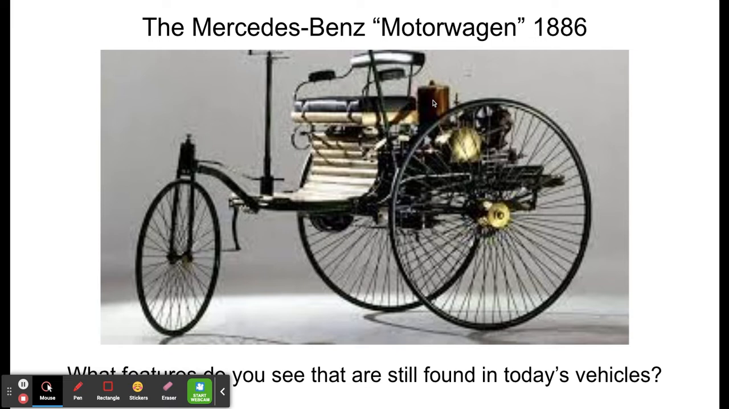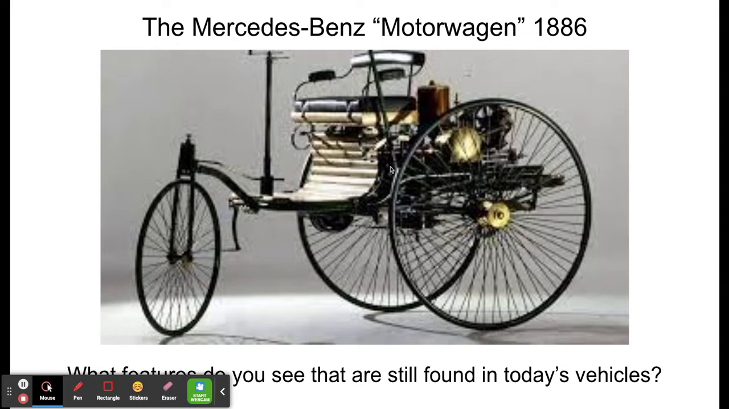The very first motorized vehicle ever created is the Mercedes-Benz motor wagon, produced in 1886, and this is pretty sweet, honestly. Excuse me. That's why I'm not in class today, actually.